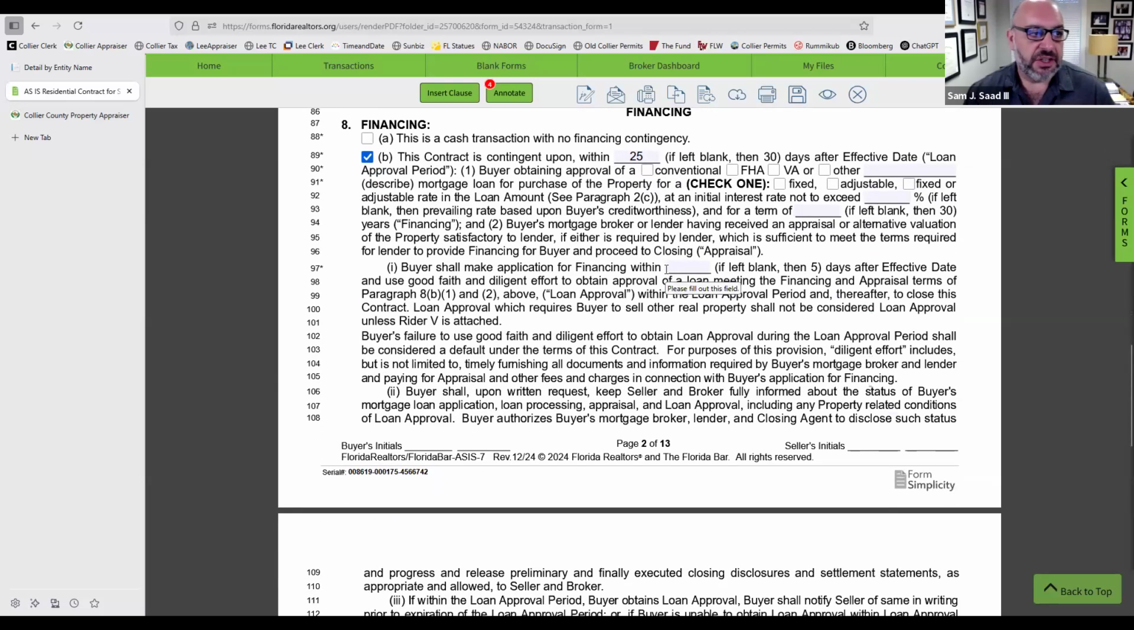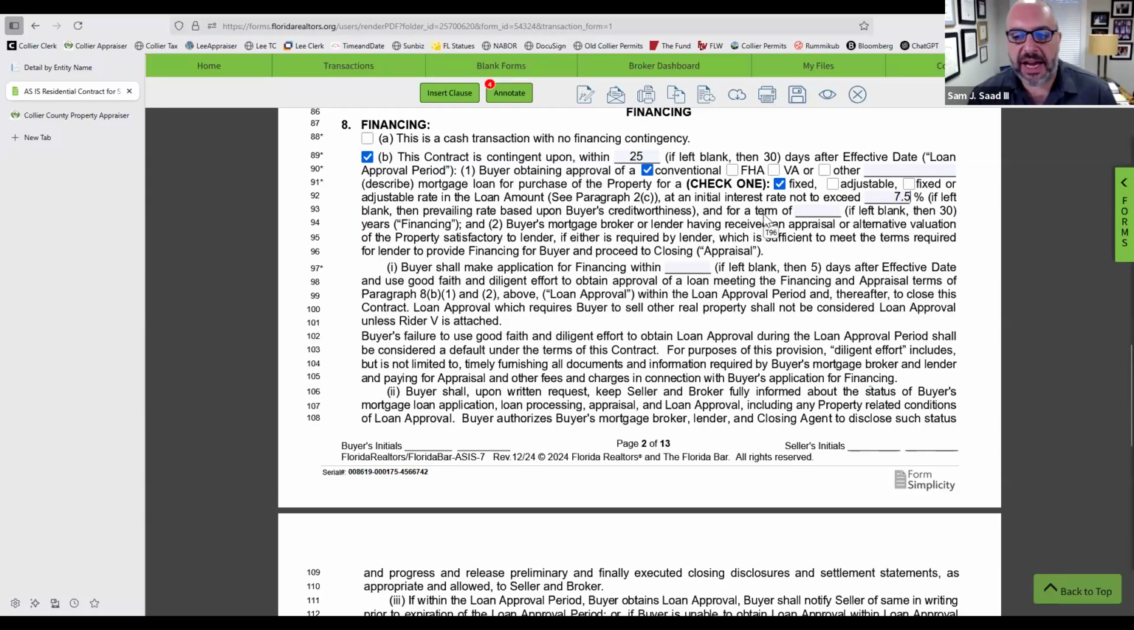Okay, back to financing, unless there are other questions. So we're doing a 25-day loan approval period. See this defined term here, loan approval period, very important. You have 25 days to get your loan approved. We're going to do a conventional loan, not FHA, not VA, or other, which could be like a USDA or a SHIP loan. We're going to do a fixed rate of interest. We want an interest rate that's not going to exceed, in this case, 7.5%, because interest rates are a little high right now.